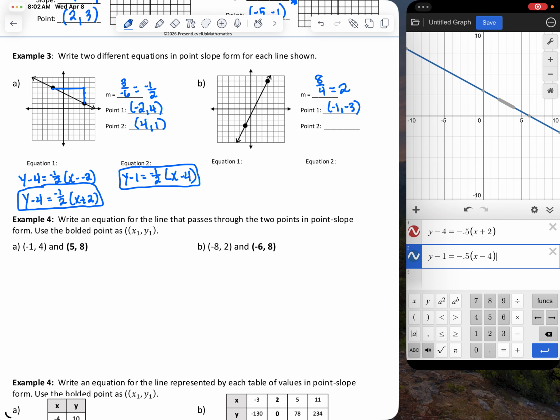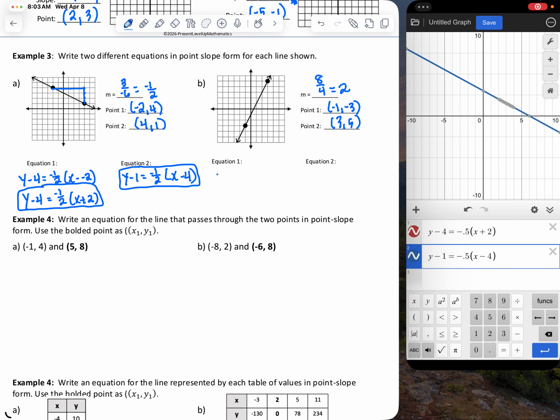And the point on the right, 1, 2, 3, 1, 2, 3, 4, 5. So 3, 5. Now, pause the video and write two different equations to describe this line. All right, welcome back. Let's see how you did.